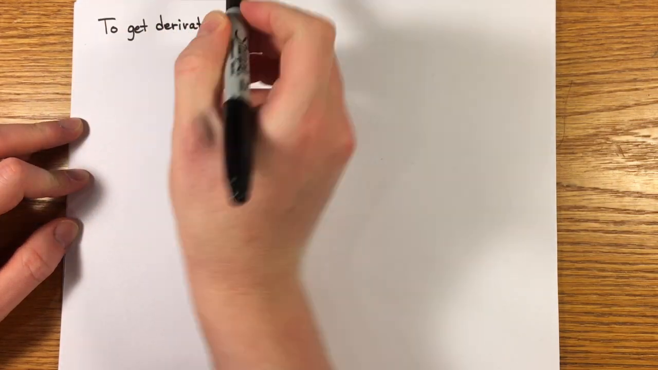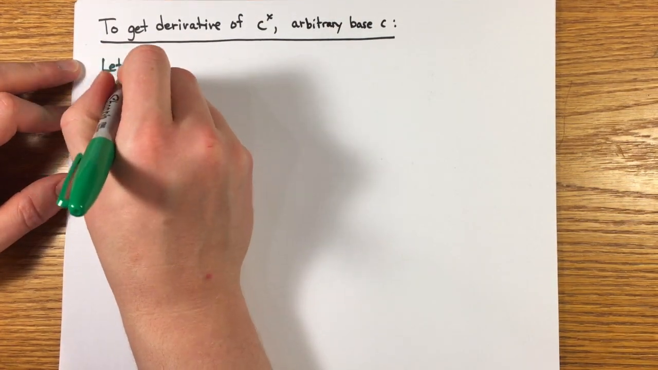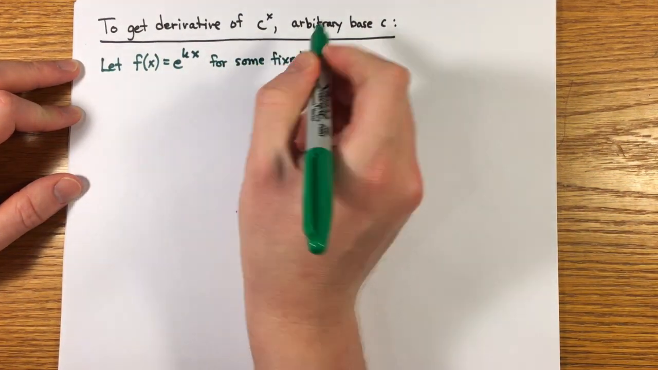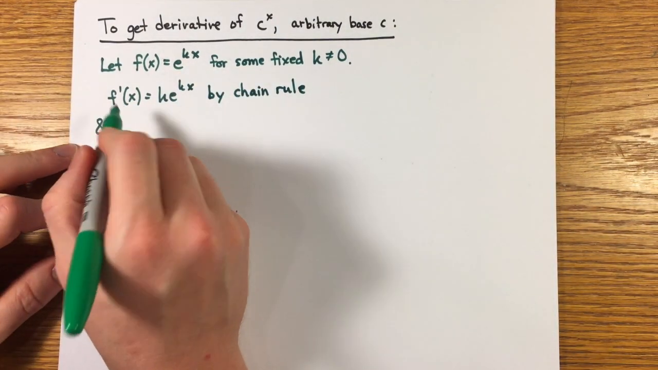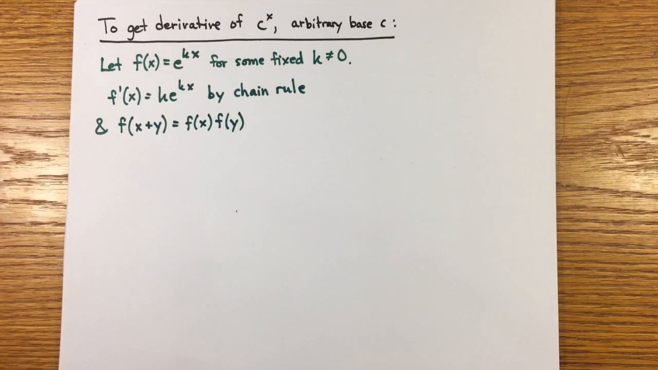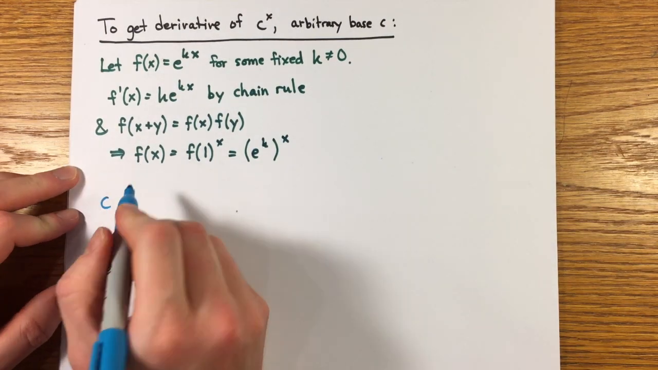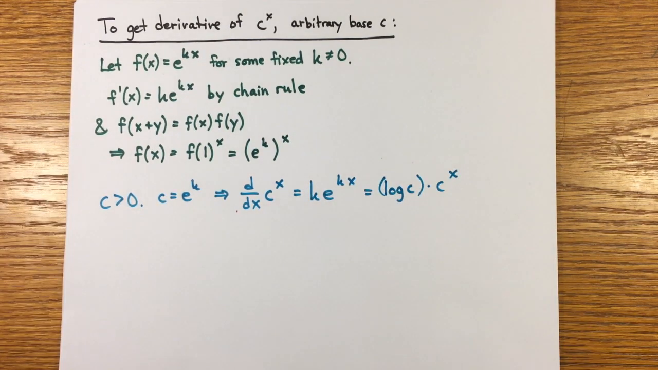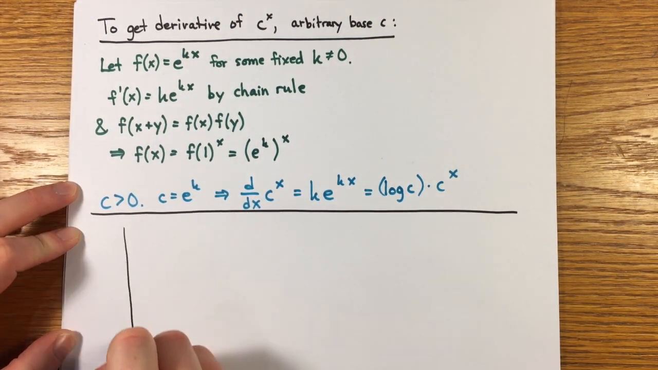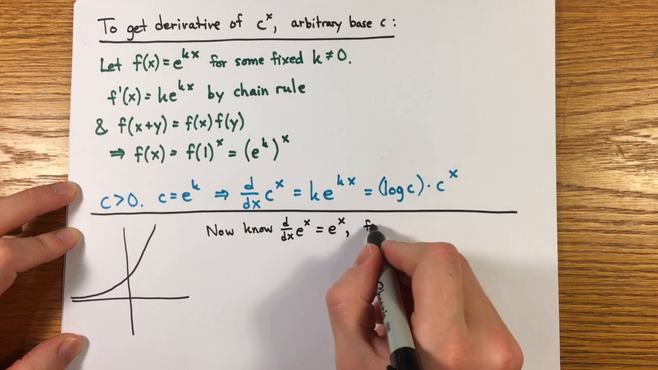If you want to take derivatives of exponential functions with a different base, the simplest way is probably to come at this another way by saying if f(x) = e^(kx) for some fixed k, then by the chain rule f'(x) = k e^(kx), and also f(a + b) = f(a) f(b), and f is differentiable, so f(x) = f(1)^x, which is equal to (e^k)^x. And now every c greater than 0 is equal to e^k for some k, again by the intermediate value theorem. So d/dx of c^x equals k e^(kx), which is equal to log(c) times c^x by definition.